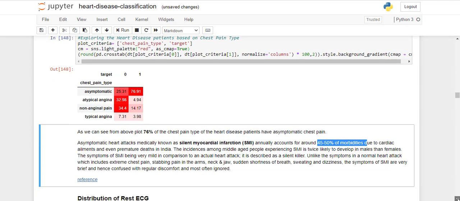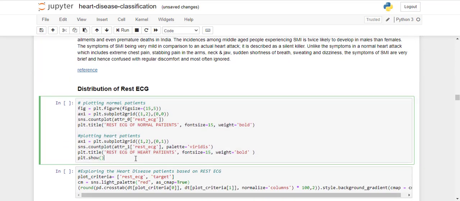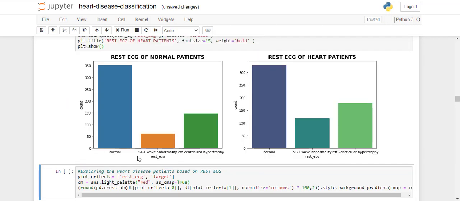Next comes the ECG part. We'll see what is the distribution of ECG. Okay, so as we can see, one thing is common in both normal and heart patients, that both have normal. And the thing which is higher in heart patients is left ventricular hypertrophy. It is also high in normal, but it is much higher in comparison to normal in case of heart patients. Whereas ST wave abnormality in resting ECG is also higher in comparison to normal patients. So these are the two things which are important for identifying heart disease.